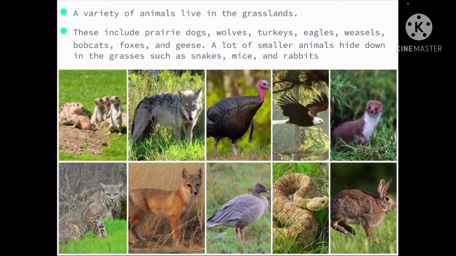There is a wide variety of animals that live in these grasslands. They include animals such as prairie dogs, wolves, turkeys, eagles, weasels, foxes, geese, and bobcats. A lot of smaller animals hide down in the grasses, such as mice, snakes, and rabbits. And here in this figure are examples of the animals that live in the grasslands. Here we can see prairie dogs, wolves, turkeys, bald eagles, etc.